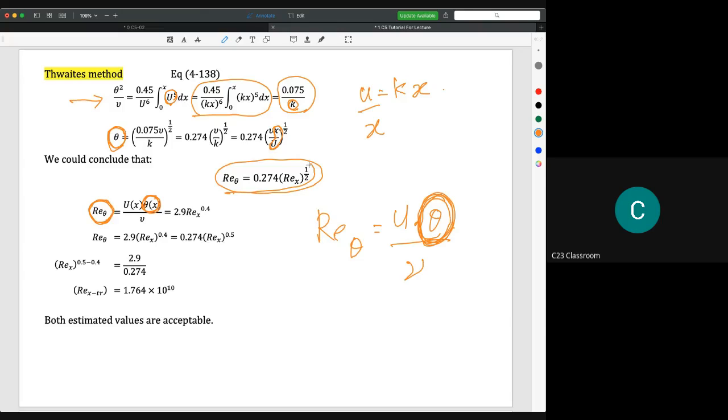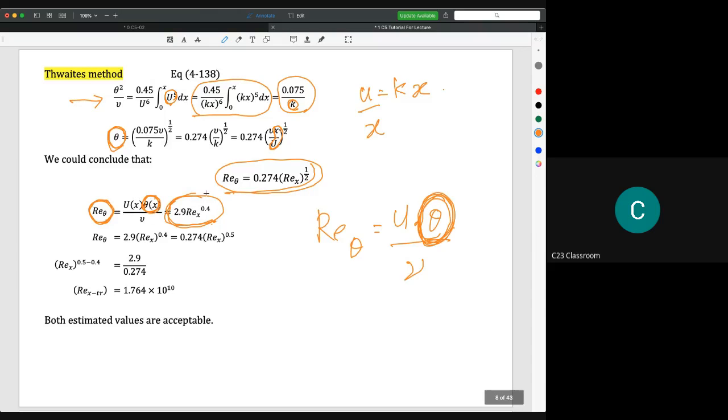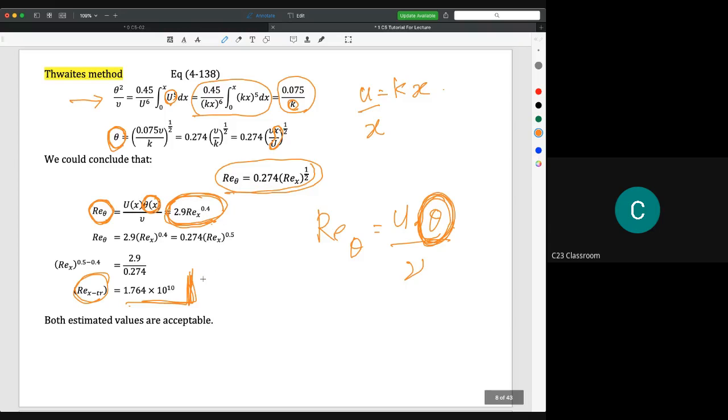Okay. And then we substitute the value. We equalize it with the Michel equation here, and finally we could get the value of Reynolds number transition equal to 1.764 times 10 to the power of 10. So if we see here, it is about 9.2 to the power of 9, and here it is about 1.7 to the power of 10. So I think both values are acceptable.